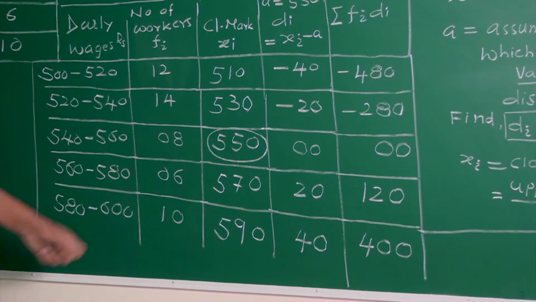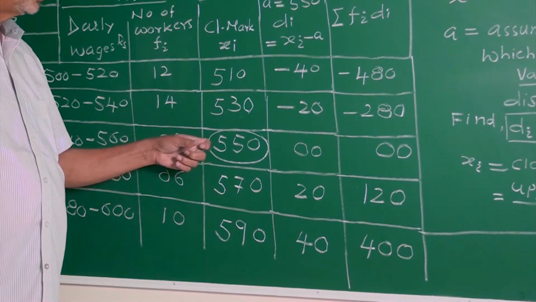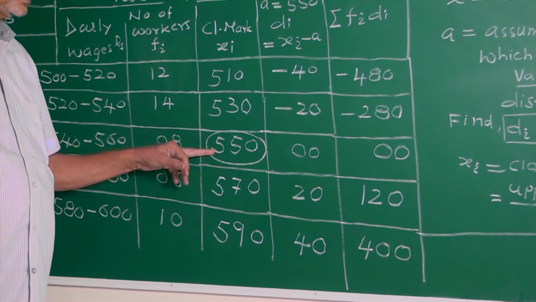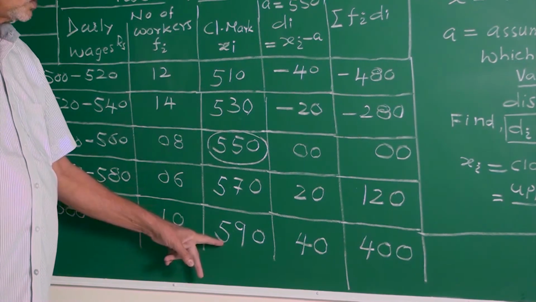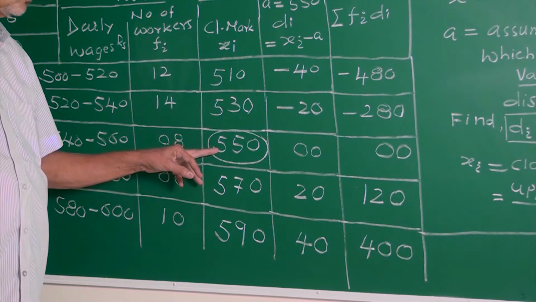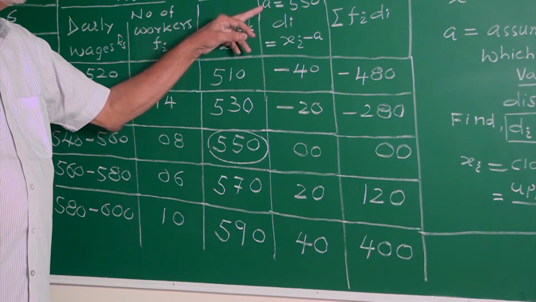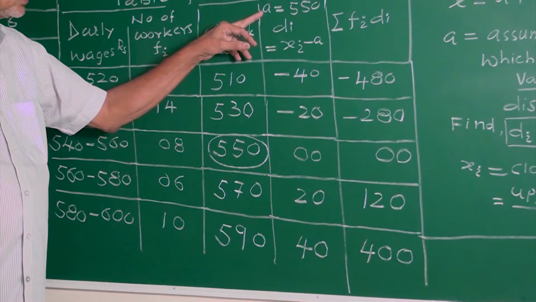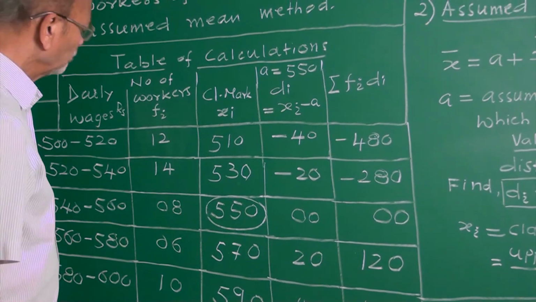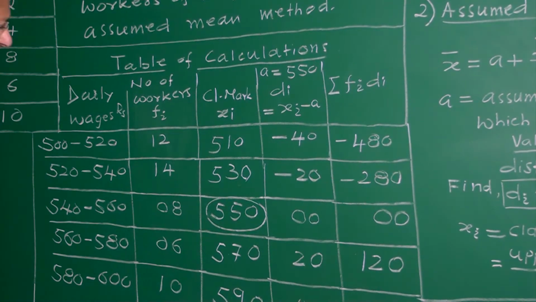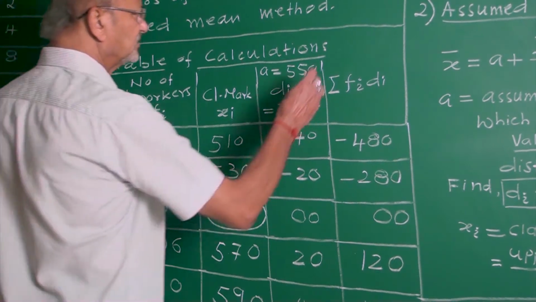In this, what is the middle value? The middle value is 550. There are 5 values, and the middle value is the third one. This is your assumed mean, my friends. In this case, your assumed mean is 550.